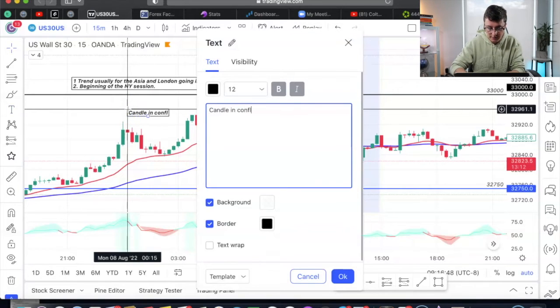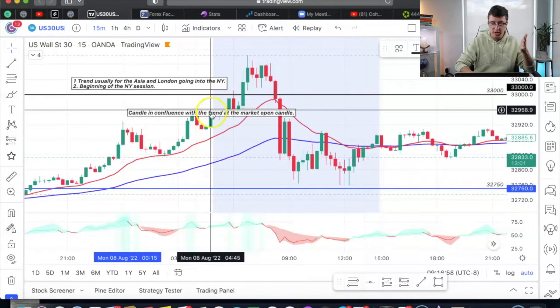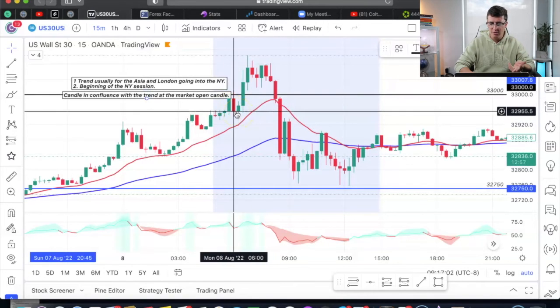Now the next thing that I want to look at is a candle in confluence with the trend at the market open candle. Meaning that if we're in an uptrend, I want to see a bullish candle close at the market open.